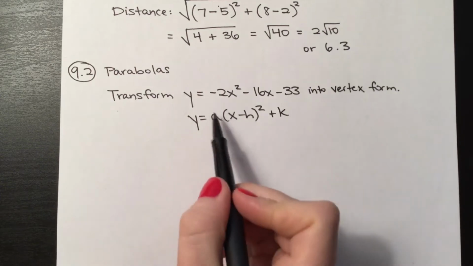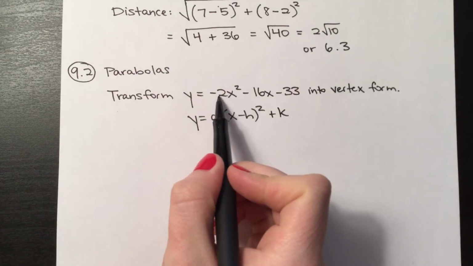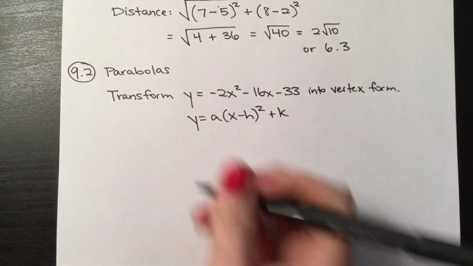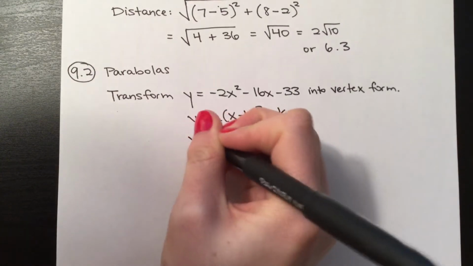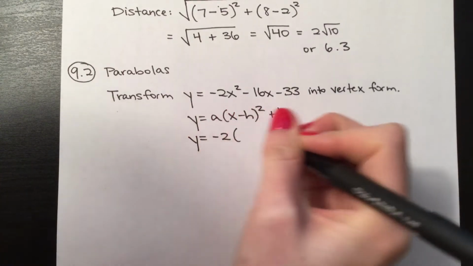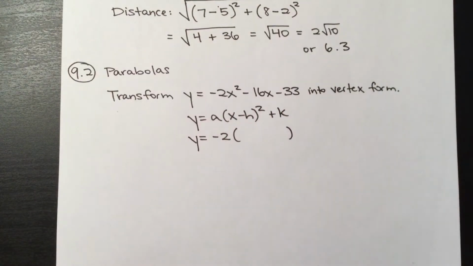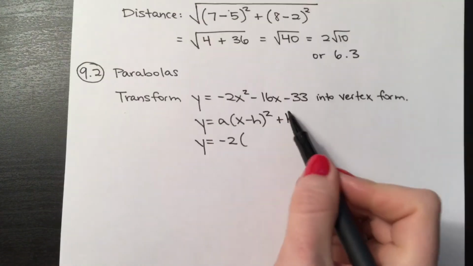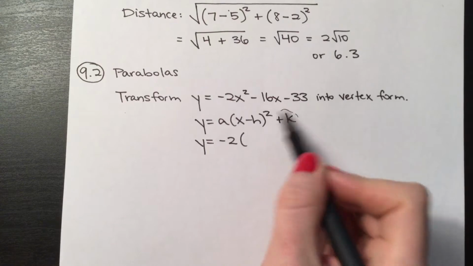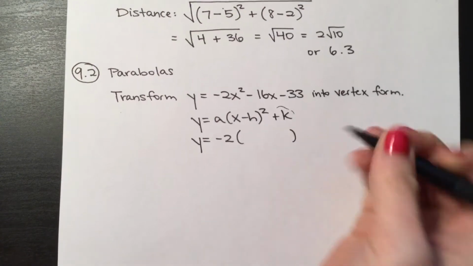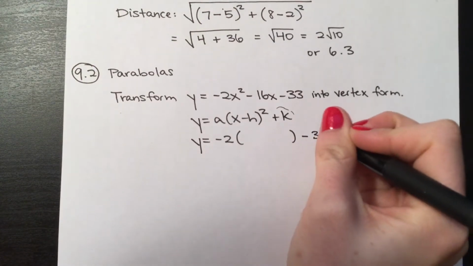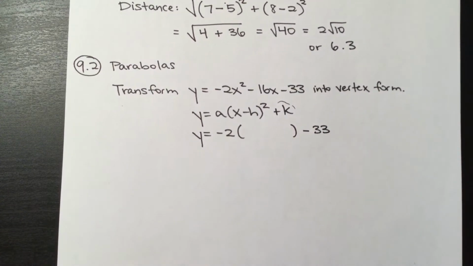So first thing is we look for that a. So a is going to be whatever number is right here. So that's -2. So we're going to start by factoring that -2 out, and then we're going to have a set of parentheses just like we have a set of parentheses here, and then see how we have just the constant hanging out on the end. We're just going to leave this constant hanging out on the end, so don't put anything else there.